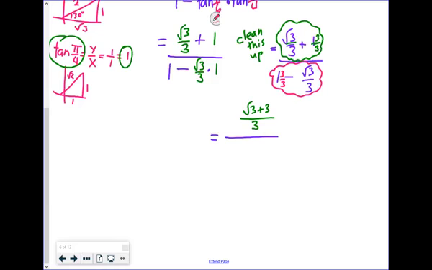And then the denominator, I've got similar. The common denominator is 3, but instead of this 1, I've rewritten it as 3 over 3. So the numerator here is 3 minus root 3.